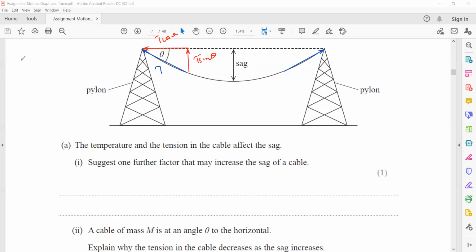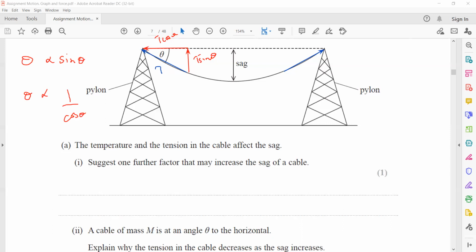And always remember, the value of theta and sin theta are directly proportional. If you increase the angle, the value of sin theta increases, and the value of theta and cosine theta are inverse. If you increase the angle, the value of cos theta will decrease.